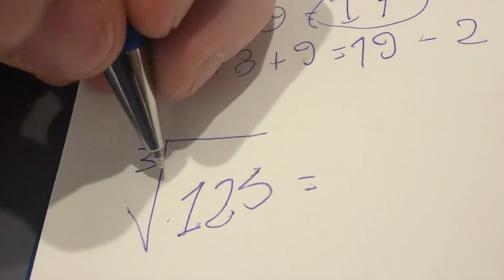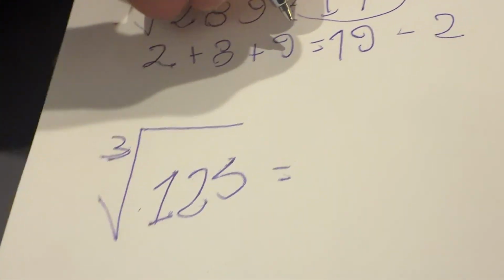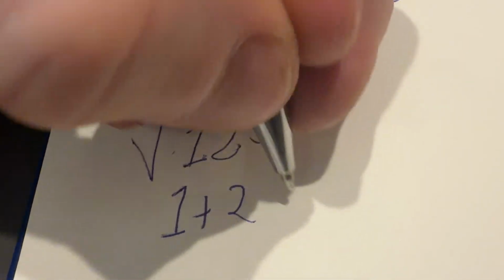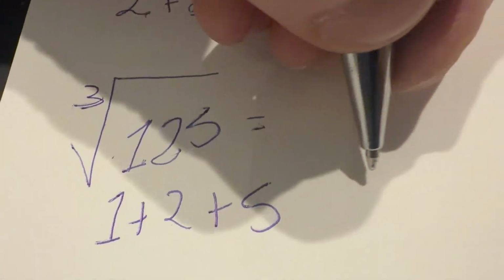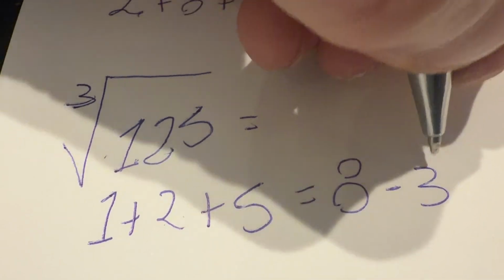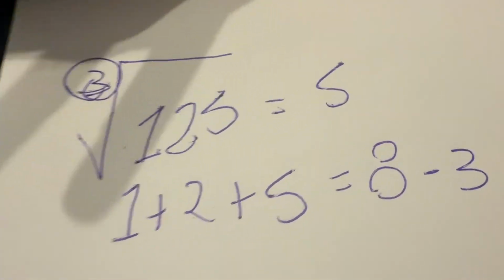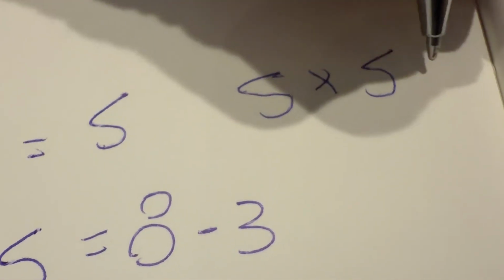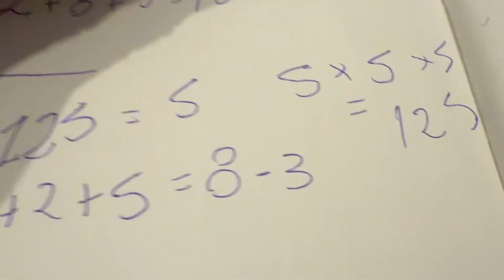Now the cube, okay? The cube root, no longer the square root. How to do this? Same process, guys. 1 plus 2 plus 5, just like this, equals 8. 8 removing 3, 3 right here. The result is 5. So 5 multiplied by 5 multiplied by 5 is equal to 150.